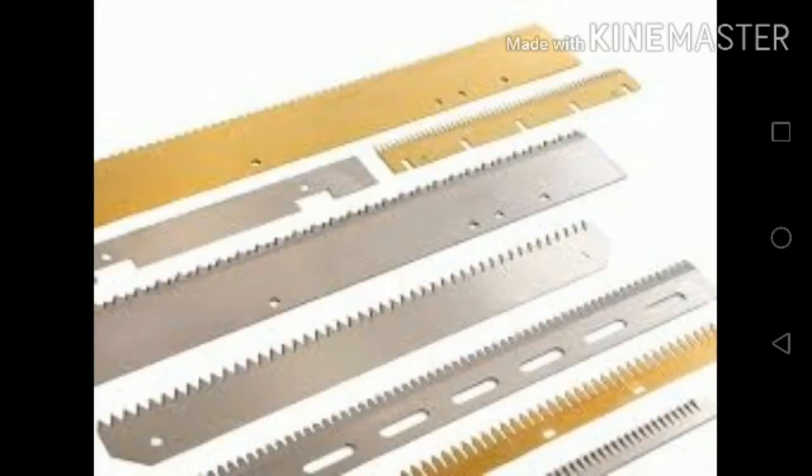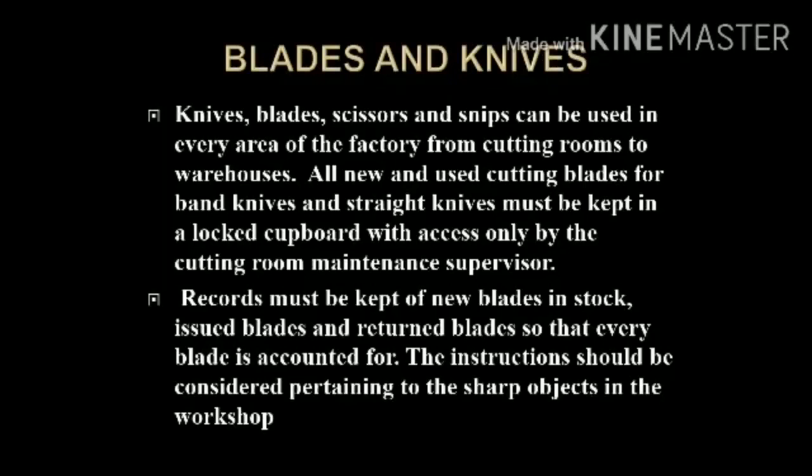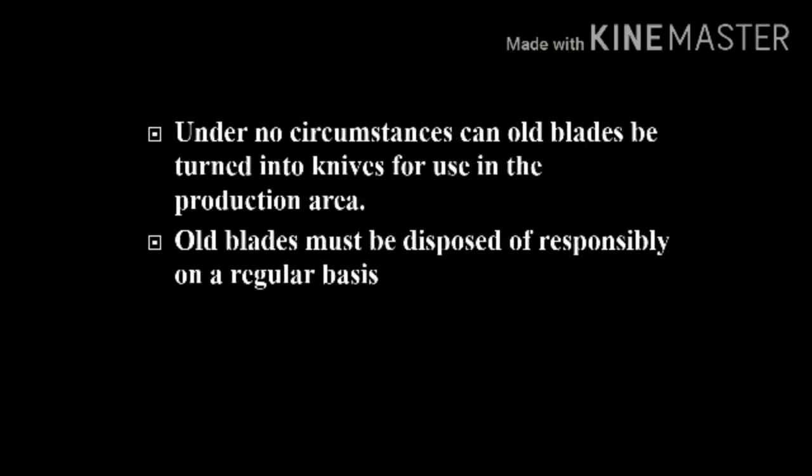All new and used cutting blades for bent knives and straight knives must be kept in a locked cupboard with access only by the cutting room maintenance supervisor. A record must be kept of new blades in stock, issued blades and returned blades, so that every blade is accounted for. These instructions should be considered as pertaining to all sharp objects in the workshop. Under no circumstances can old blades be turned into knives for use in the production area. All old blades must be disposed of responsibly on a regular basis.